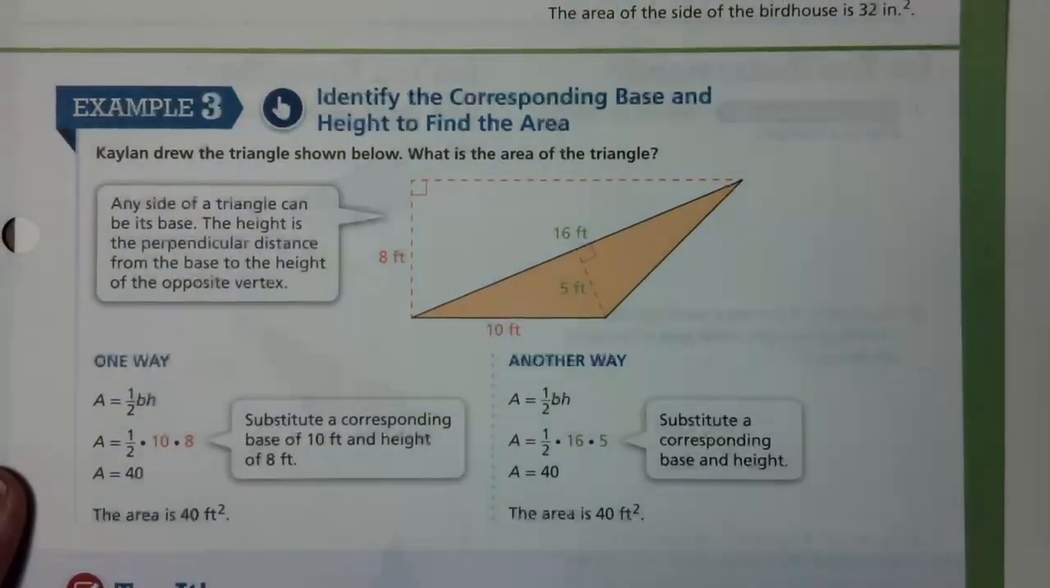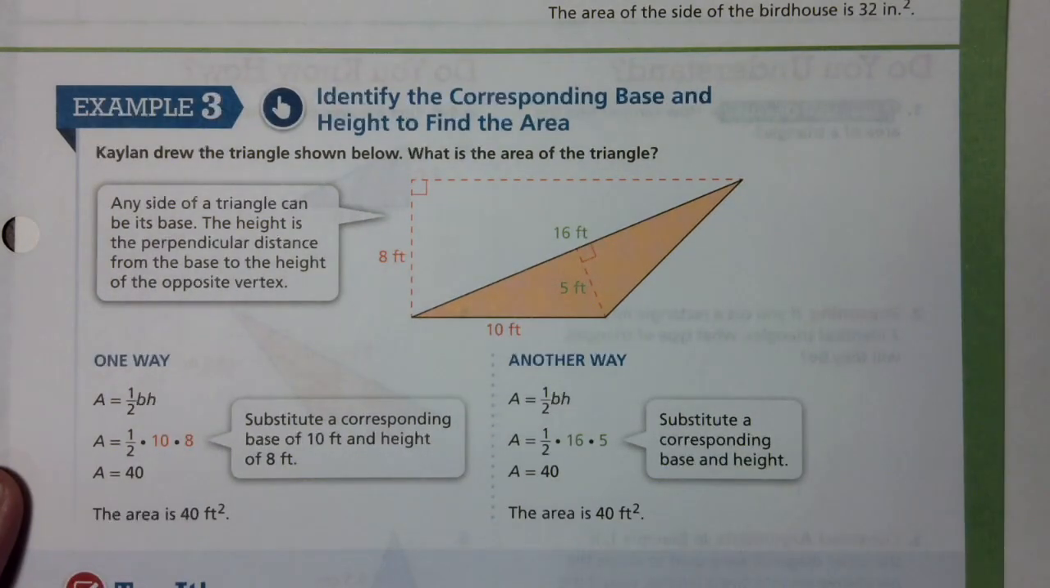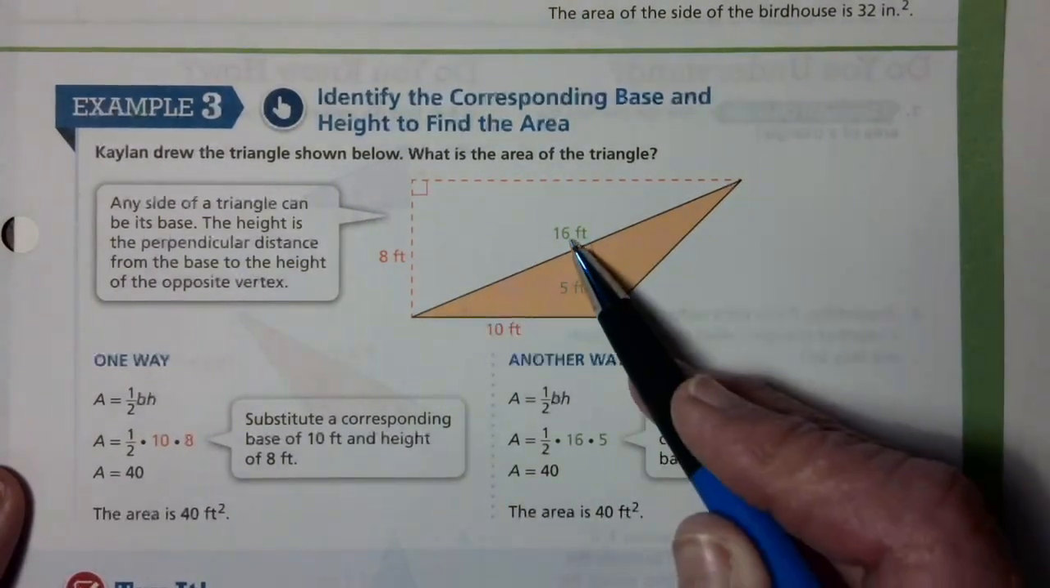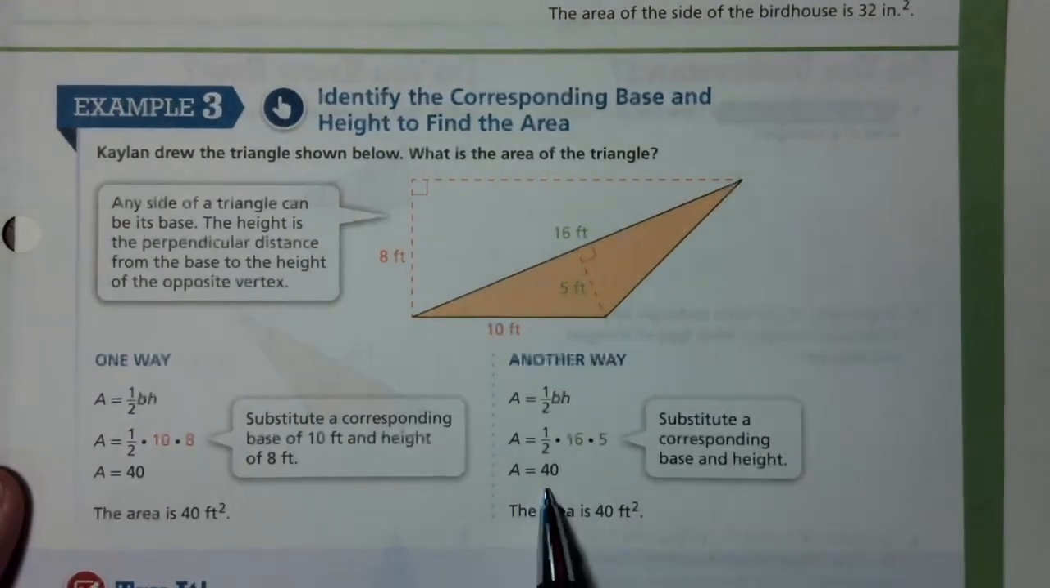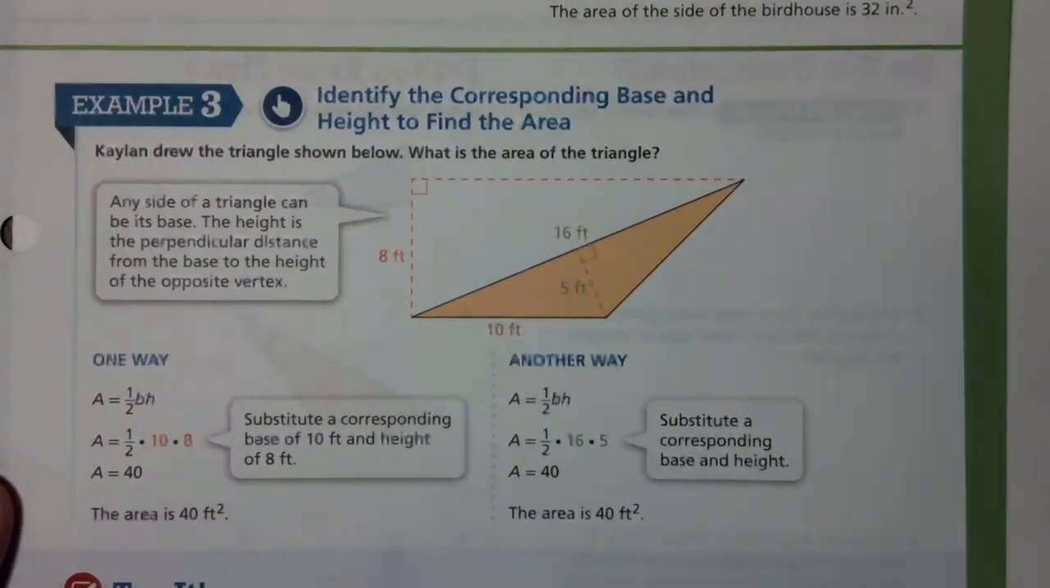Okay, Kaylin drew the triangle shown below. What's the area of the triangle? Oh, there's lots of numbers on there. I'm going to use this base of 16 and this height of 5. That's this one right here. Half of 16 is 8, and 8 times 5 is 40.